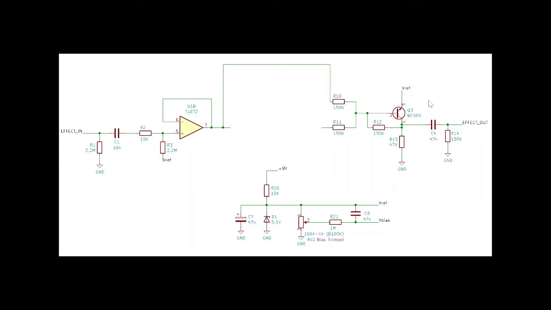It's standard stuff. This output stage also serves as a mixer, because here we have the dry and wet sound mixed together. Now, this is different from the original pedal.